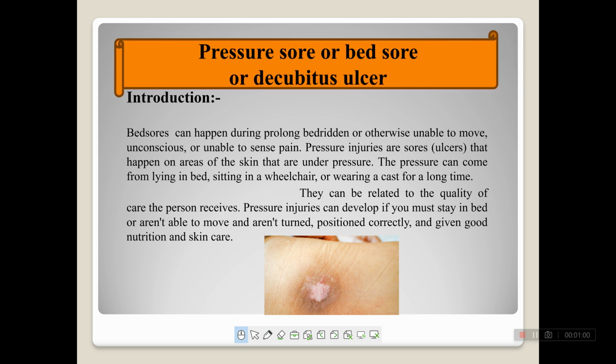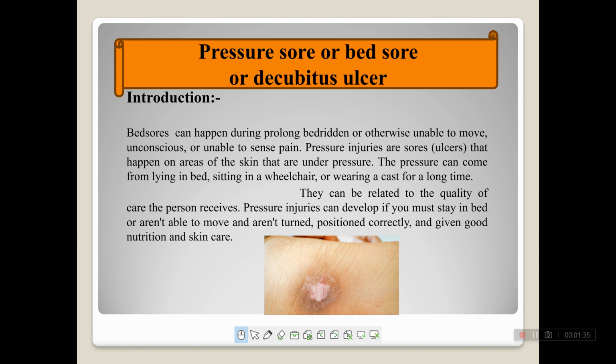Firstly we know what a bed sore is. A bed sore can happen in a prolonged bedridden patient who is unable to move, or a patient who is unconscious. In these patients, pressure injuries mostly occur on areas of skin that are under pressure. They can also relate to the quality of care the person receives.